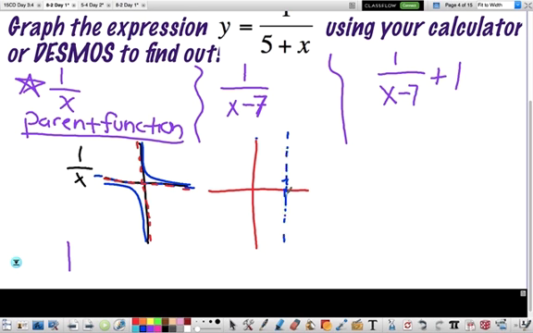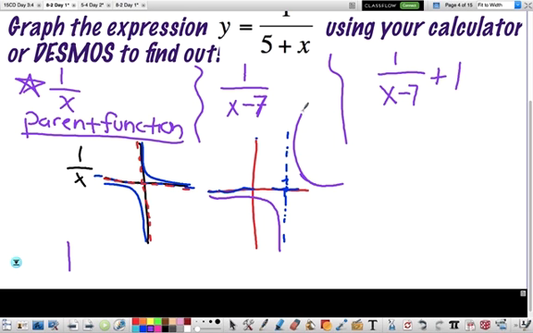Did my horizontal one change? Did I shift it up or down? No. So it's still the same. All right, so there are my asymptotes. And my graph looks exactly the same, except that it's been shifted right 7. Now does it make sense? Again, why is it avoiding x equals 7? You can't input 7. You get 1 over 0. That's an error. Make sense?